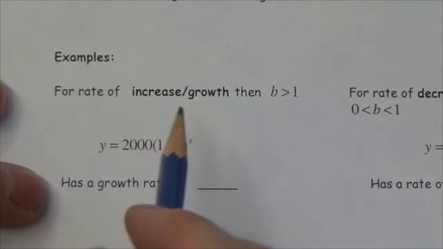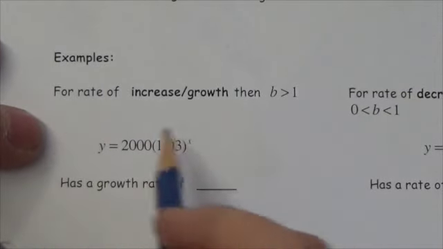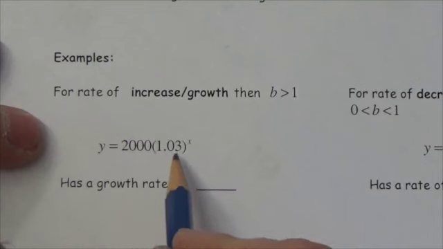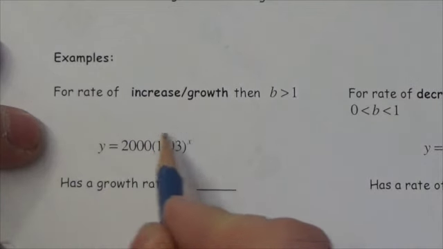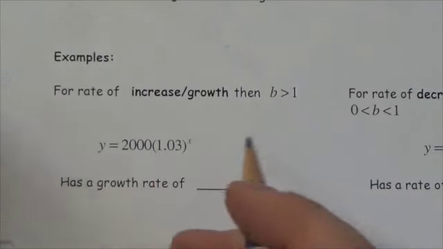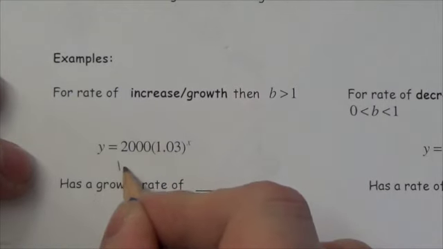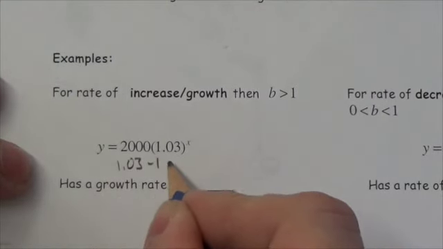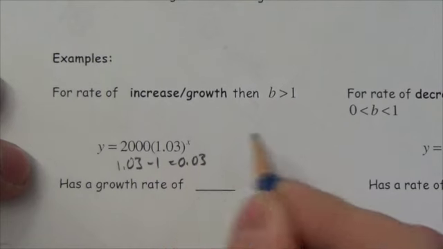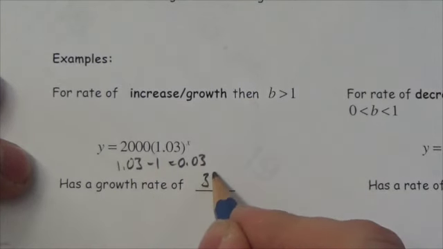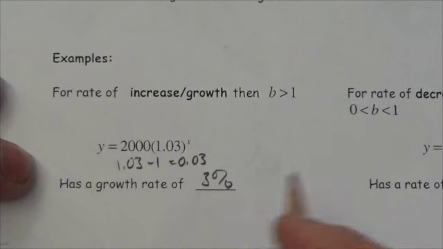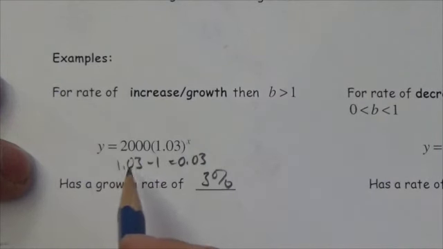So in this first example, look at our function here. We've got 2,000 times 1.03 to the x. Now, there's my B value. Notice it's greater than 1, so it's growing. So we're going to take 1.03, subtract 1 from it, and get 0.03. That indicates a 3% growth. It's 3% more than 1.